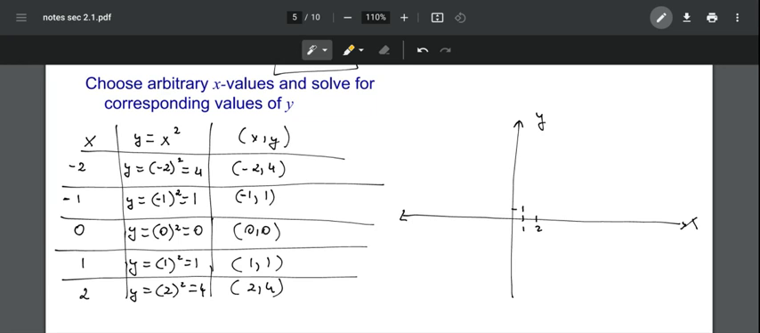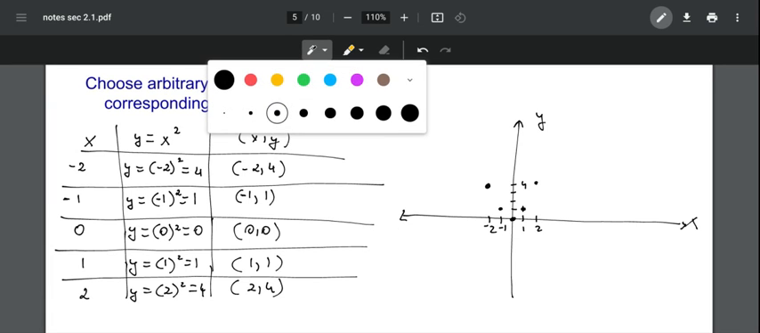Okay. So first point, it's -2, 4. Okay. Next point, I have -1, 1, which will be right here. Then I have 0, 0. Then I have 1, 1, and 2, 4. And let's just graph it.